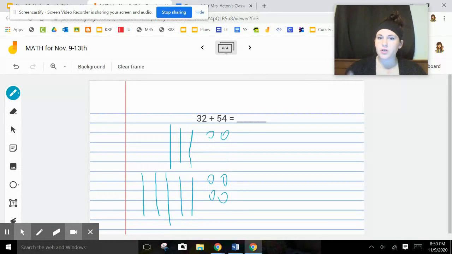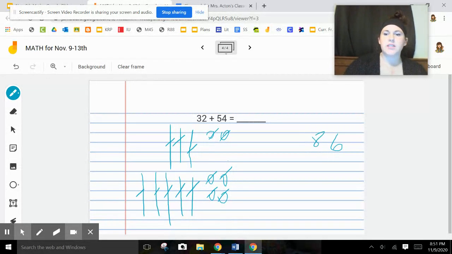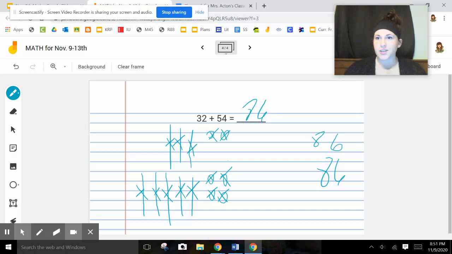So my two options are I can either count how many ones, write the number down, count how many tens and write the number down. Let's do that first. 1, 2, 3, 4, 5, 6, 7, 8, 86. Now let's just count them. 10, 20, 30, 40, 50, 60, 70, 80, 81, 82, 83, 84, 85, 86. Either way, I get the number 86. That is my answer. That's how you're going to do your work today.